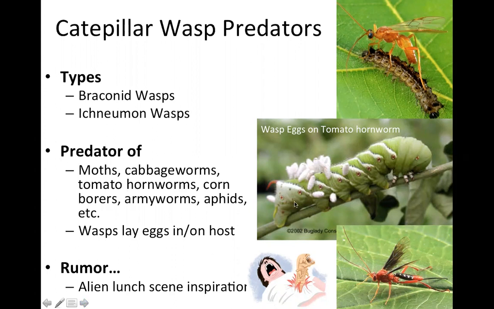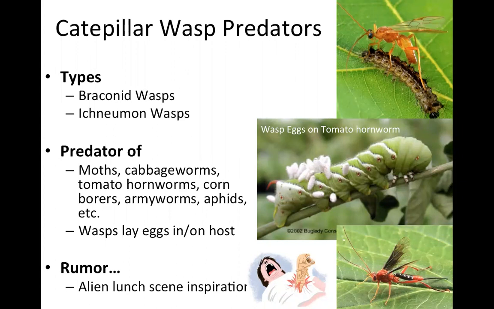So if you ever see a tomato hornworm with these white sacs on them, definitely leave them. Those are actually parasitic wasps, and there are little eggs. When they hatch, they're going to enter the hornworm and basically eat it from the inside out, and then fly out and start laying eggs in other hornworms. It's got to be a horrible way to go.